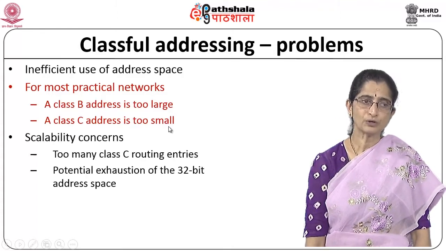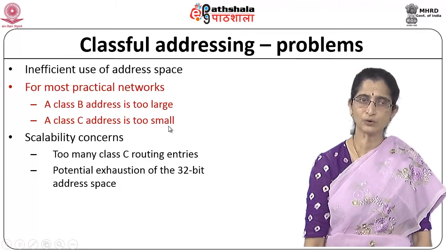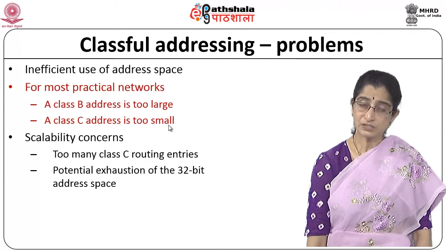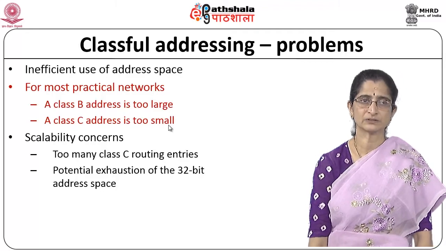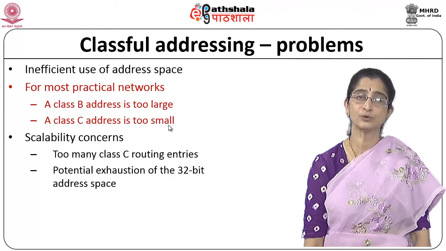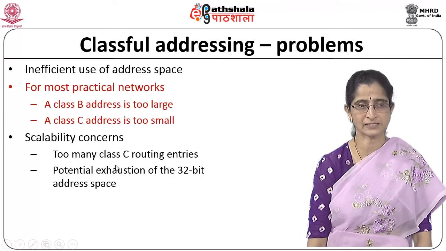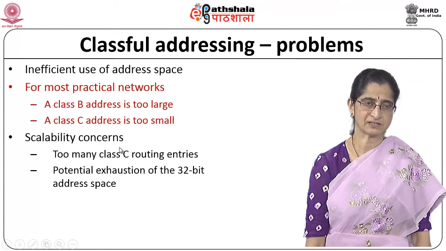So you would normally opt for a class B, which can accommodate up to 16K. So what if I really don't need 16K, right? I will still be opting for a class B network. So is it really useful, right? Am I really using all the addresses that have been allocated to me? So that is where basically a problem arises. And there are also other scalability concerns.